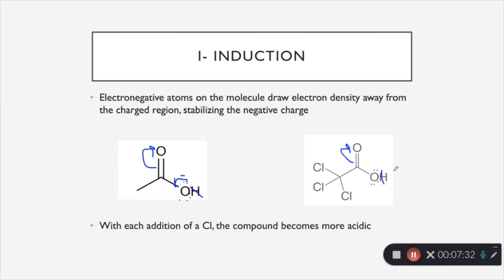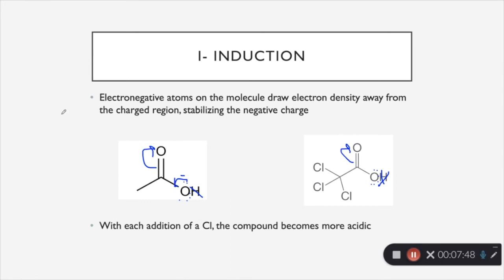If you have 2 molecules with resonance, but one can produce more resonance structures than another, then that one is also going to be more acidic because it has more resonance. But in this case, they both only have one other resonance structure. So now we're going to look at induction.